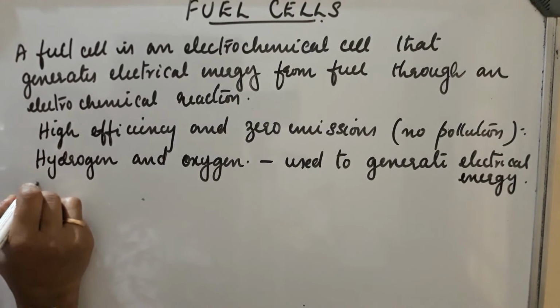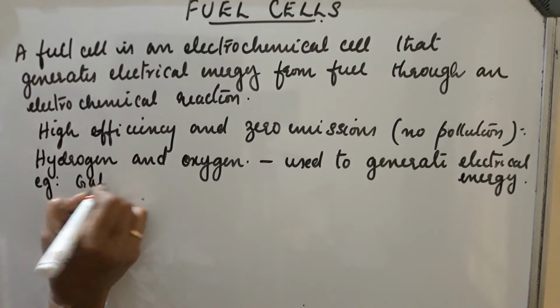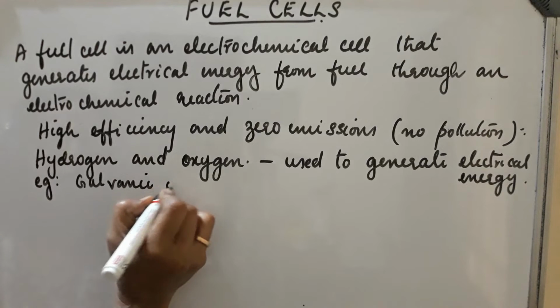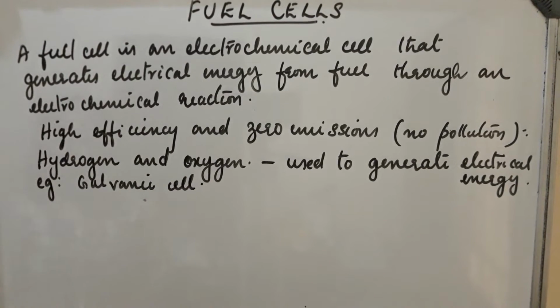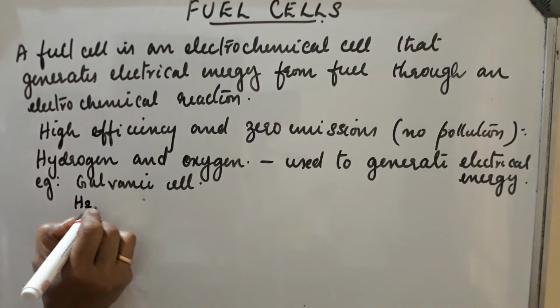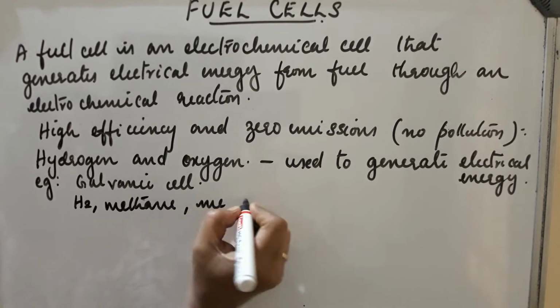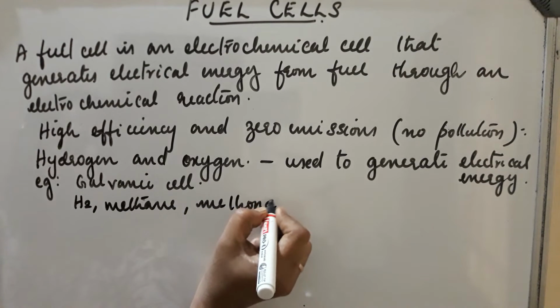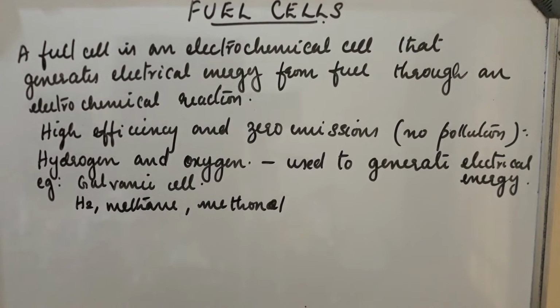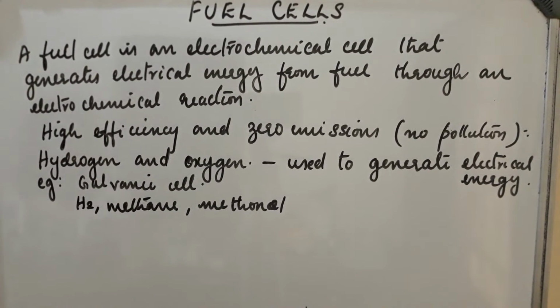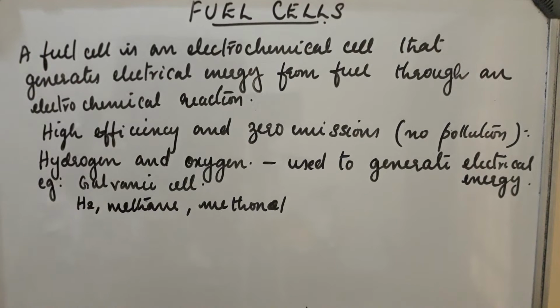An example is the galvanic cell. In a galvanic cell, an electrochemical reaction is taking place and fuels like hydrogen, methane, methanol, etc. are used as fuel. So these are the different fuels used, and here the reaction is taking place between hydrogen and oxygen. With the help of this reaction, electrical energy is generated.